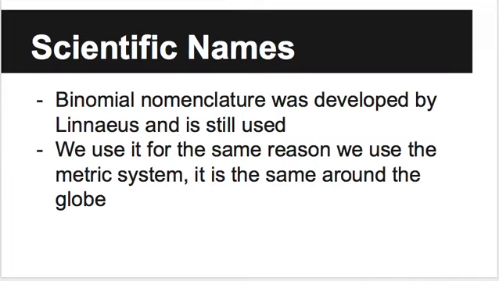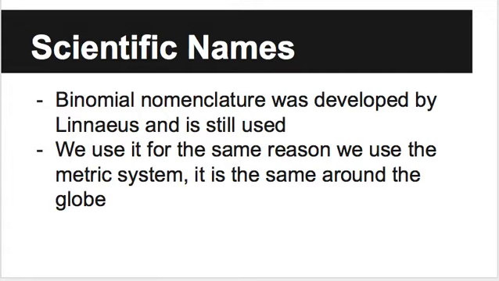All right, scientific names. Binomial nomenclature was developed by Linnaeus and is still used, so he still plays an important role even though we don't use his exact system. We still use his way of naming things, but we don't use his just two kingdoms. We use the binomial nomenclature for the same reason we use the metric system.